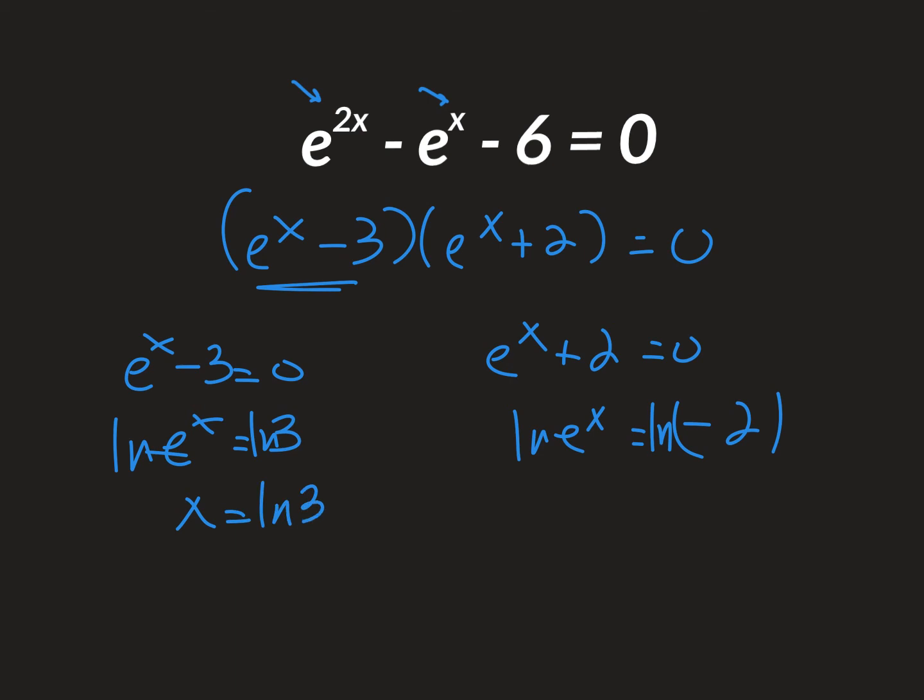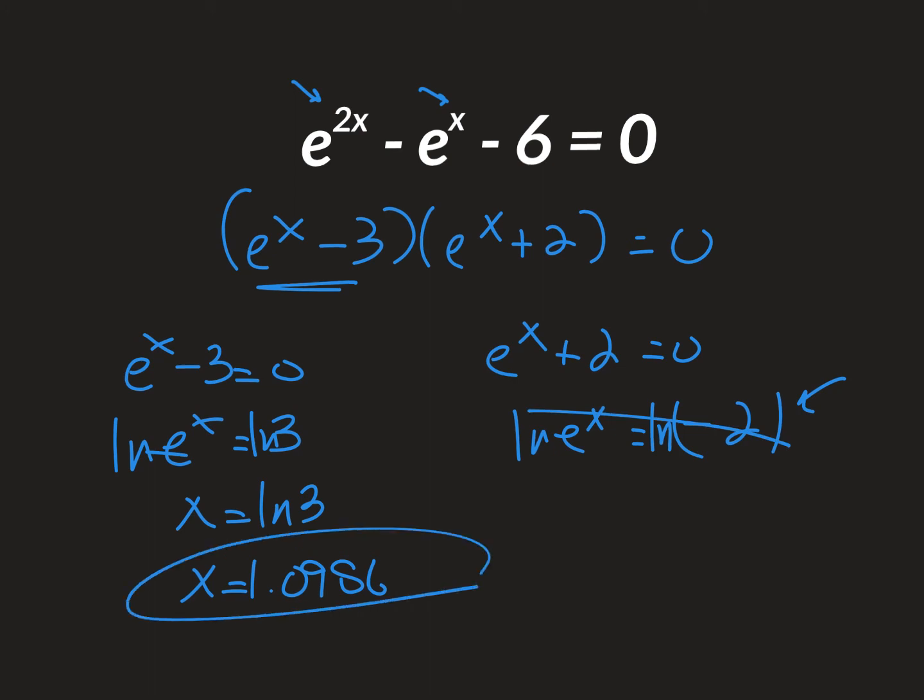If you punch in natural log 3 into your calculator, you're going to get 1.0986. And here's the cool thing. There is no such thing as natural log of -2. Like, you can't even do that. So there's no solution out of that side. That is your only solution to the equation. That's going to happen sometimes.